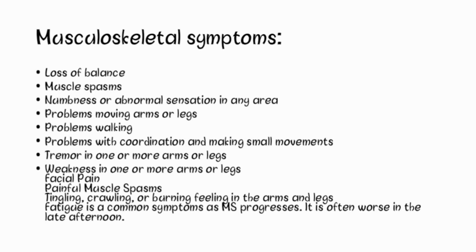So first, in the musculoskeletal symptoms, we have loss of balance, muscle spasms, numbness, abnormal sensation in any area, problems moving arms and legs, problems walking, problems with coordination or making small movements, tremors, weakness, facial pain, painful muscle spasms, tingling, crawling, burning feelings in the arms and legs, and fatigue, which is the most common symptom as MS progresses. It is often worse in the late afternoon.